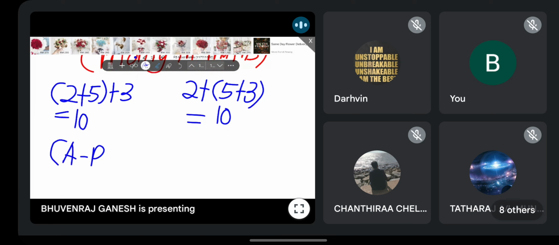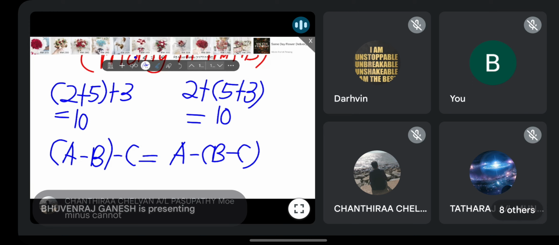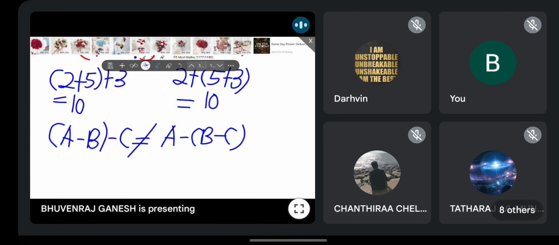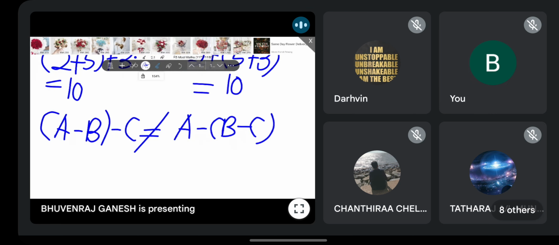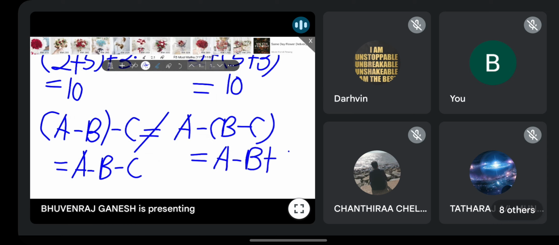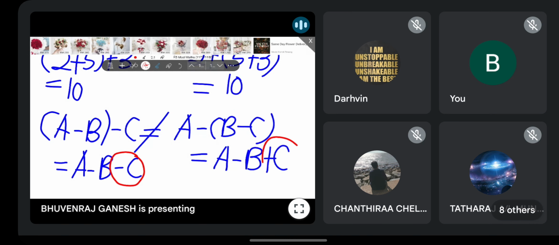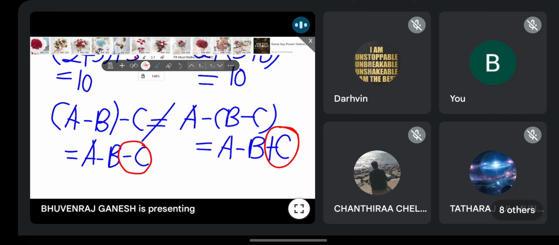How about minus, guys? If I got something like this, are they equal to each other? Correct. Okay, minus, you cannot apply this. It is actually not equal to each other. So why? Very simple. If you try to expand this, you will get A minus B minus C. If you try to expand the right hand side, you will get A minus B plus C. So where is the difference? The difference is over here, minus C plus C. So definitely you won't get the same answer. Impossible you get the same answer.